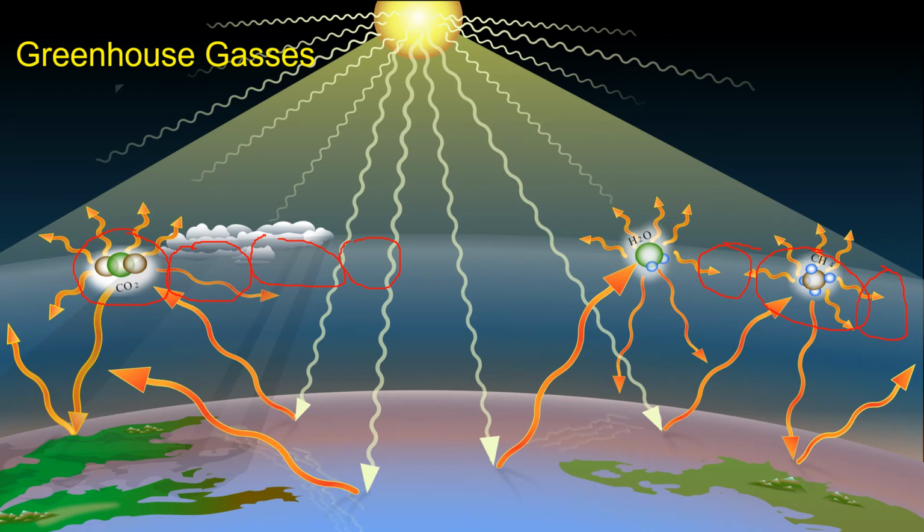So if we're trapping more, that means we're getting warmer. And that becomes the issue: we're trapping more and more heat and we're getting warmer and warmer. And with this climate change, we're seeing more irregular weather patterns pop up. And then the debating starts.